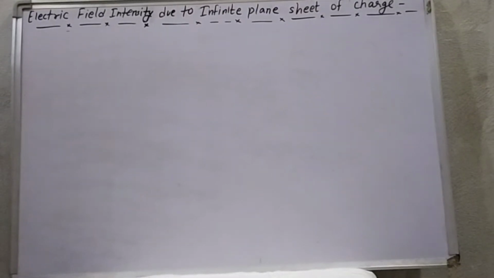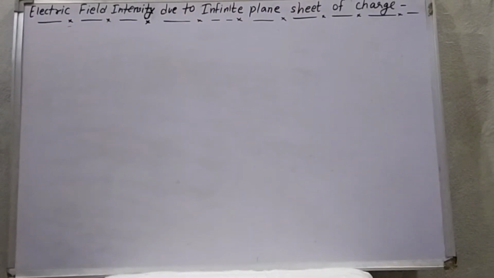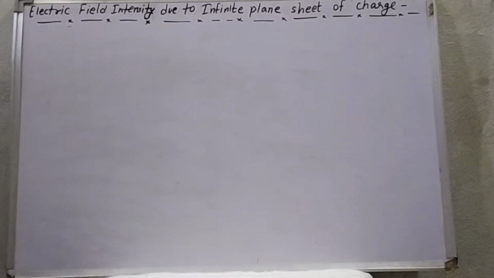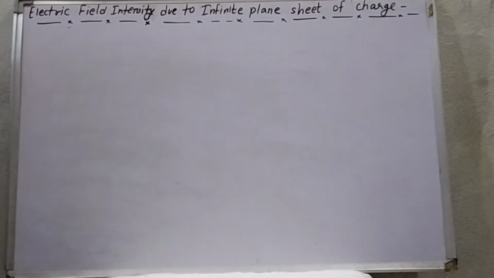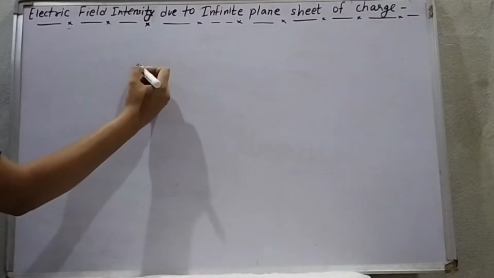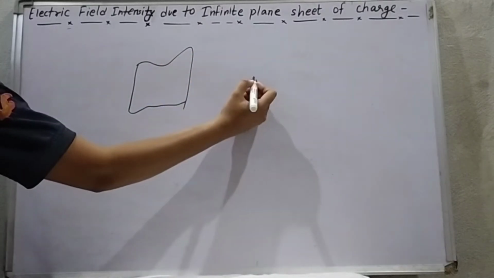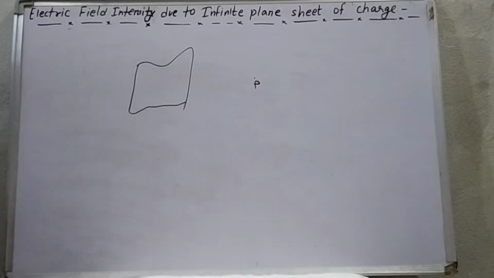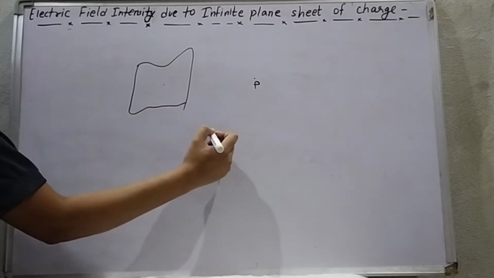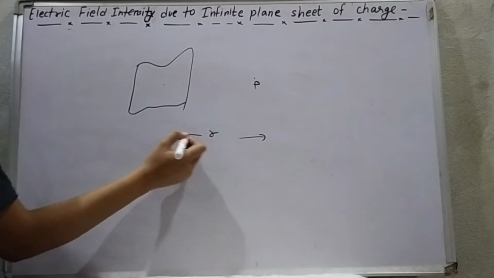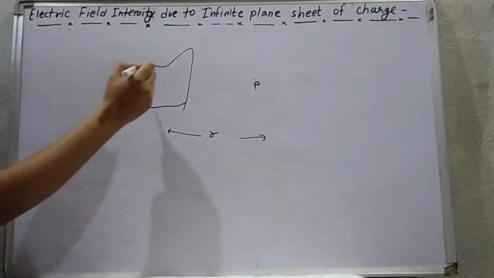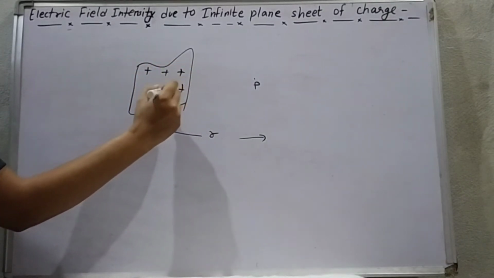Hello students, today we will start our next topic, that is electric field intensity due to infinite plane sheet of charge. Here plane sheet means a single sheet only, either it consists of positive charge or it consists of negative charge. So we have taken a sheet here. Now at any point P we need to calculate the electric field intensity which is at a distance r from the center here. So this sheet consists of positive charge.